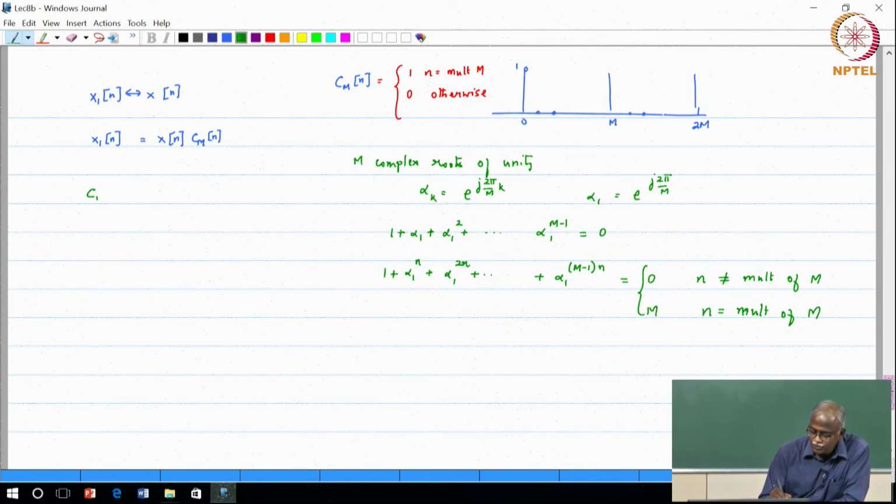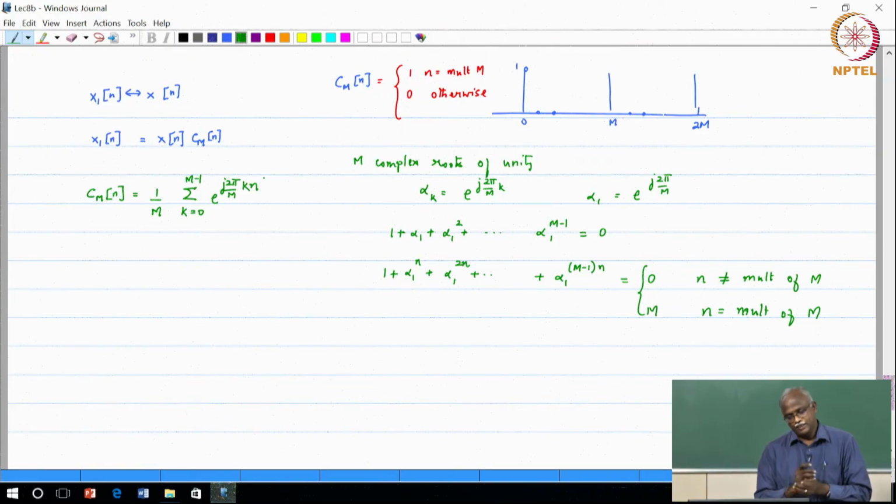So we say that the comb sequence Cm of n, I do not want the summation to be equal to m, I want it equal to 1. So, I add a 1 over m to normalize it: 1 over m, summation k equal to 0 to m minus 1, e power j 2 pi over m times k times n. Okay. That is basically relating it to this equation. So that will tell me that I will effectively get a comb sequence.